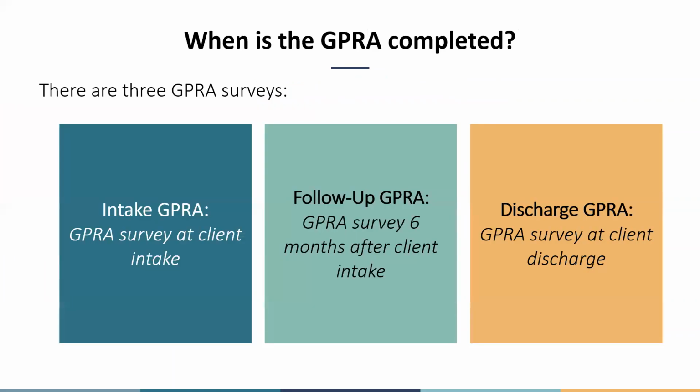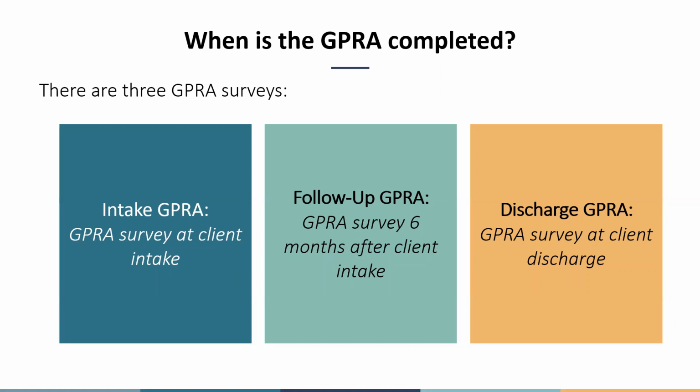This is a broad overview of the 3 types of GPRA that can be completed. All 3 surveys are pretty similar, but they have slight differences. We'll go more in depth on what these differences are, but for now, the important thing to remember is that there are 3 different GPRA time points, and you should plan to do all 3 with every client. So there's 3 different surveys, and you can only do a maximum of 3 surveys per grant year. That's 1 intake, 1 follow-up, and 1 discharge.